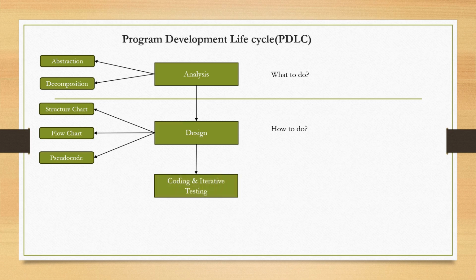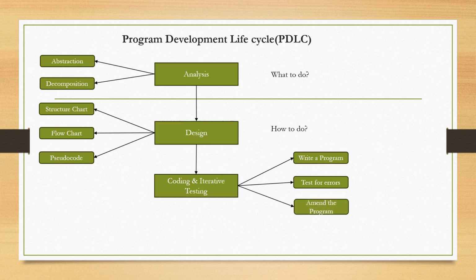Now, once the design is complete, the programmer will write down the code, and that stage is called coding and iterative testing. There are three steps in that particular stage as well. The first one is to write a program. The programmer will write a program in any suitable language like C++, Python, Java, VB.NET, or any other suitable language. After writing the program, the programmer will test the program for errors. He will check whether there is any error in the program. If there is any error, then he has to amend or rewrite the program.